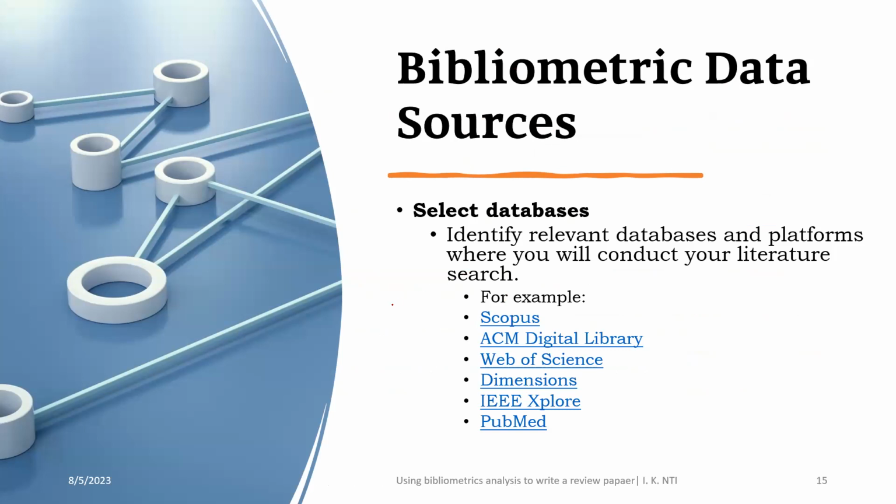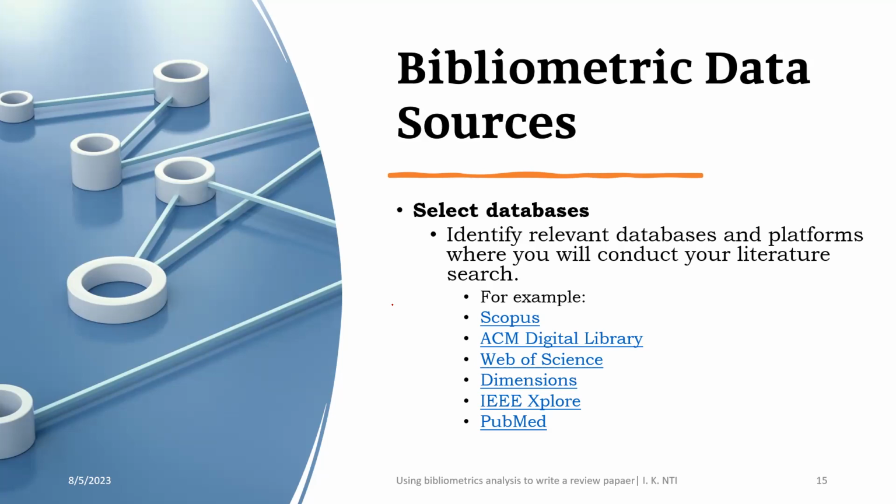So now let's see where we can get data for bibliometric analysis. One of the data sources is Scopus, which has been widely used, but for you to be able to get access, I think you have to get institutional access. And then we have ACM Digital Library, Web of Science, Dimensions, IEEE Xplore, and PubMed. Some of these sources are free. Others you have to pay for. But for this workshop, we will be using Scopus for searching the literature.